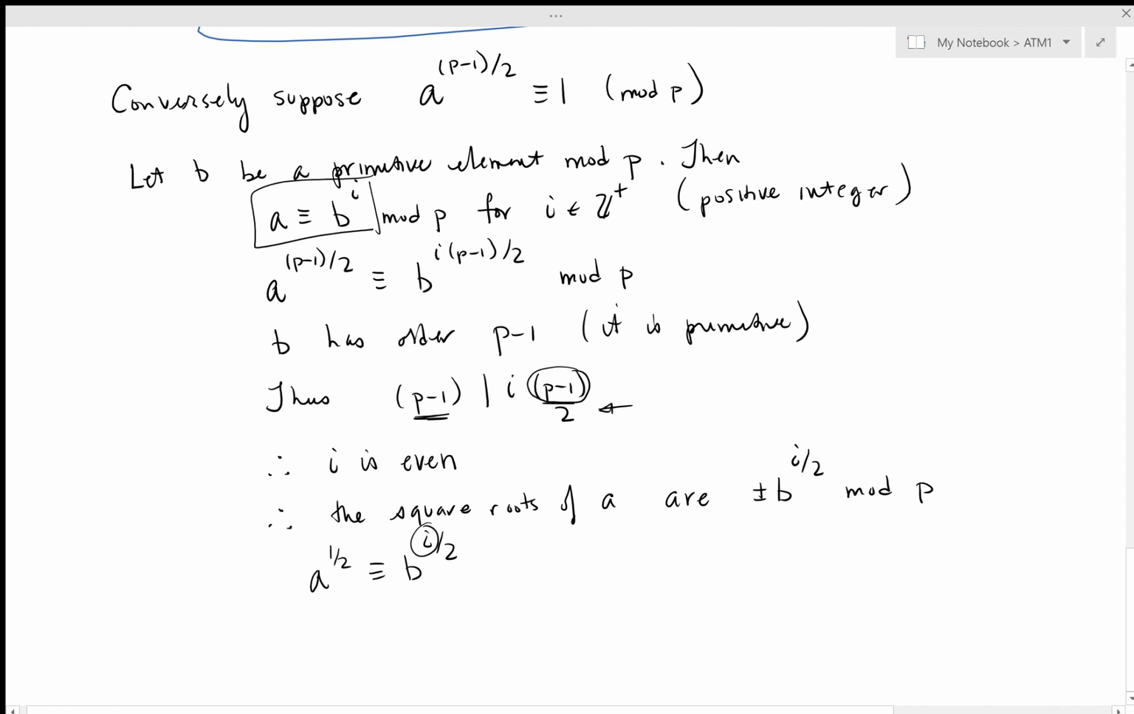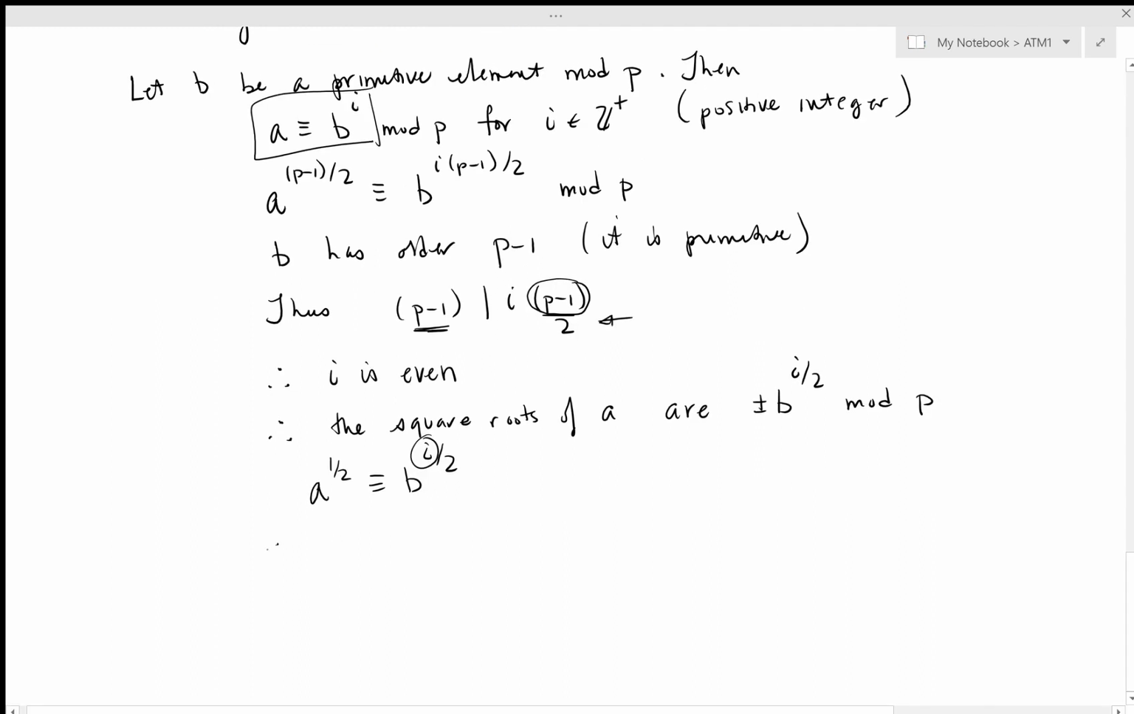Okay, what does that mean? Well, that means that a is a quadratic residue. And we are done.